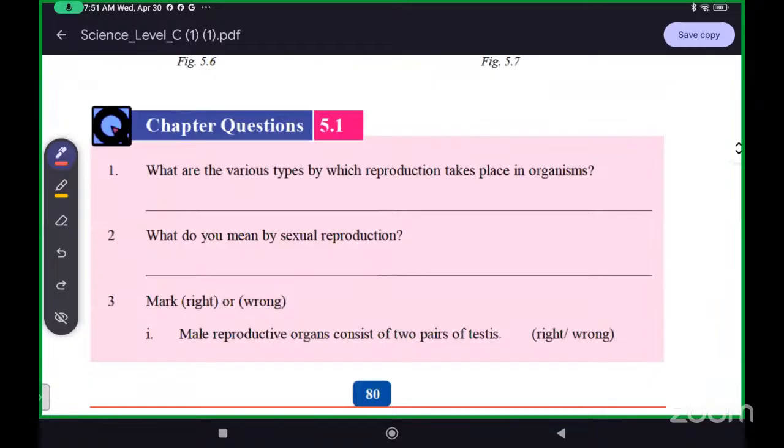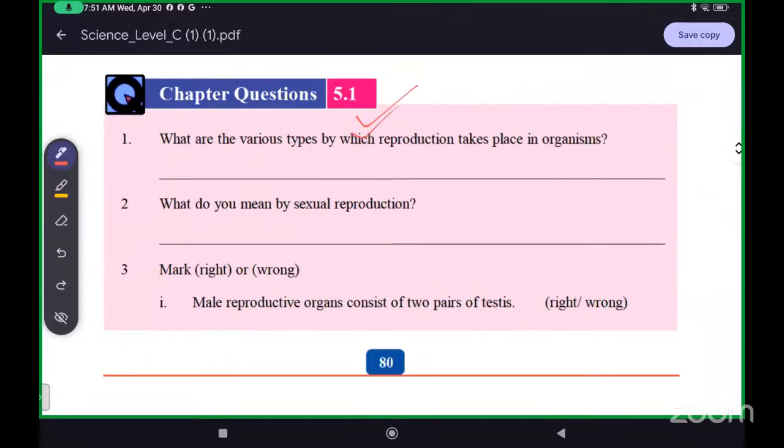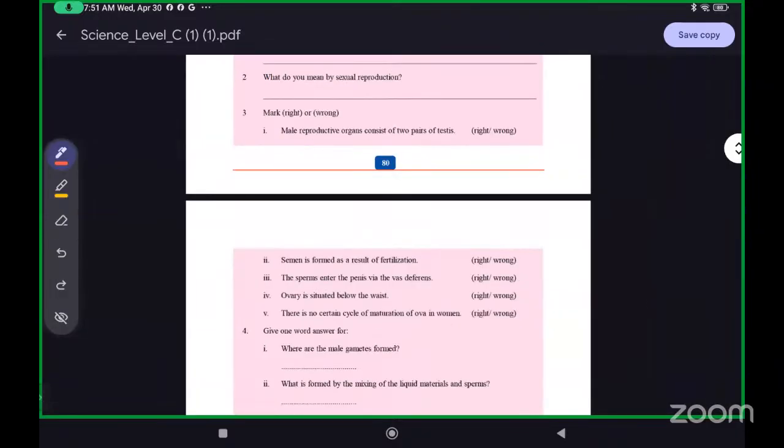Exercise 5.1 is homework for you all. Okay. This is homework for you all.